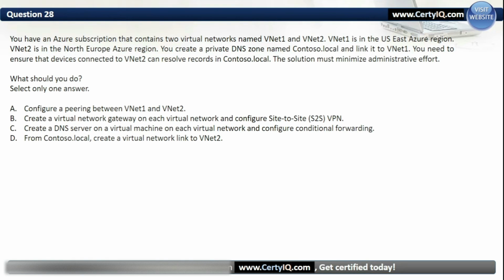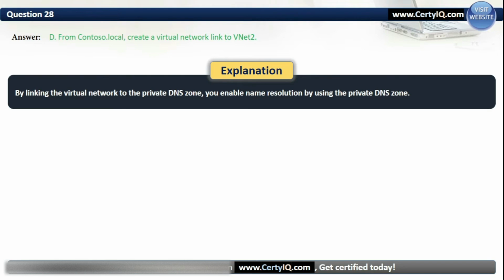Our options are: A. Configure a peering between VNet1 and VNet2. B. Create a virtual network gateway on each virtual network and configure site-to-site VPN. C. Create a DNS server on a virtual machine on each virtual network and configure conditional forwarding. Or D. From contoso.local, create a virtual network link to VNet2. The correct option is D. From contoso.local, create a virtual network link to VNet2. By linking the virtual network to the private DNS zone, you enable name resolution by using the private DNS zone.